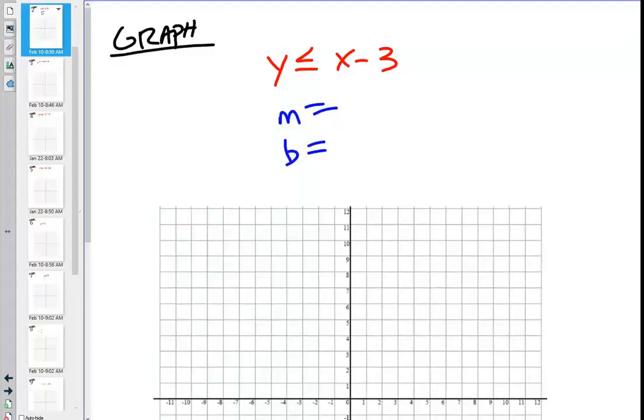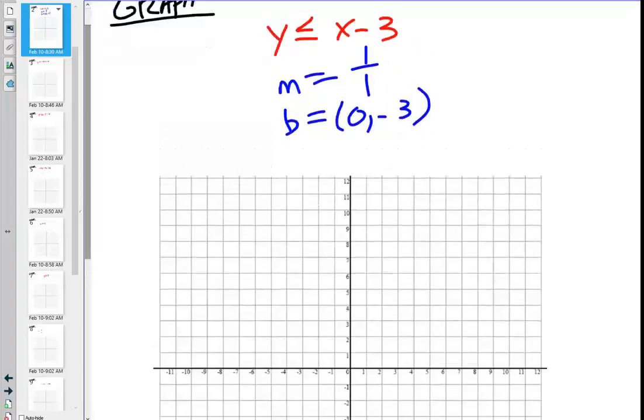Blanca, what's the slope? Danny? It is 1. And for graphing purposes, it also acts as a fraction. So we'll write 1 over 1. Crystal, what's my y-intercept? Good. I'll write that as a point 0, -3.